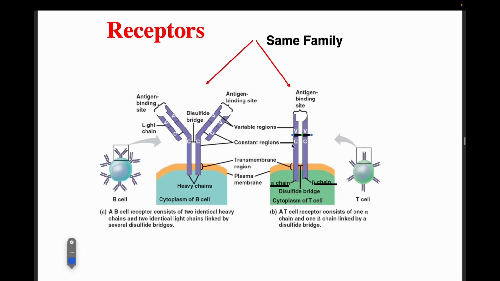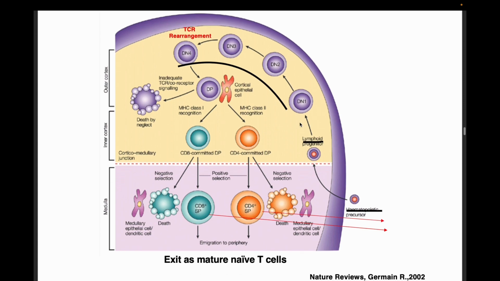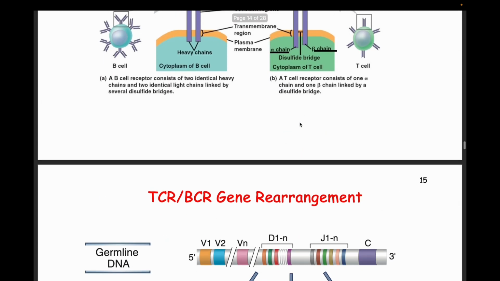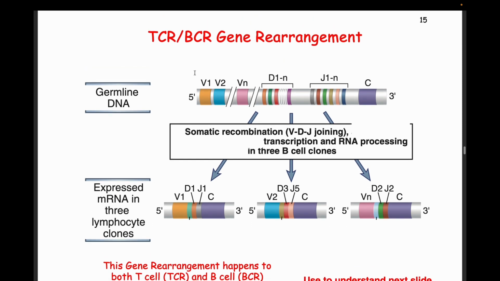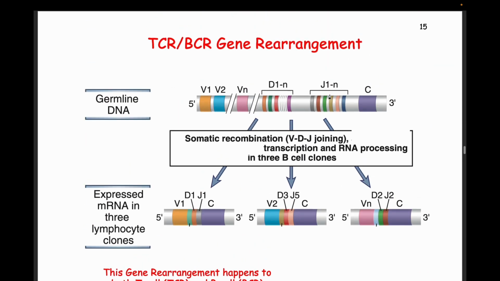This variable region of the chain makes it specific to a specific antigen, meaning specific affinity to a specific antigen. So that is the TCR rearrangement. Good, what happens in the TCR rearrangement? Here in the double negative T cell, during development we have a germline DNA. It consists of three regions: V region, D region, J region. V stands for variable, D stands for diversity, and J stands for joining.